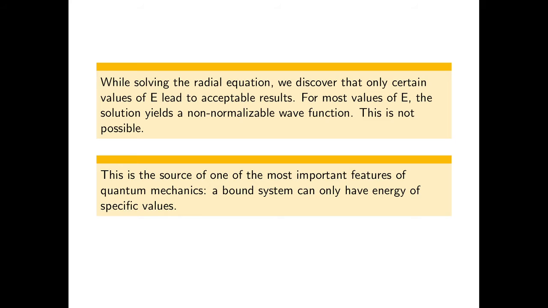Okay, so while we're solving the radial equation, we find that only certain values of E lead to acceptable results. So I mentioned from the beginning that the probability of finding the particle should be 1 in all of space. So only certain values of E lead to that probability being 1. So only those values are acceptable. So this led to one of the most important discoveries in quantum mechanics, which is a bound system can only have energy of specific values.